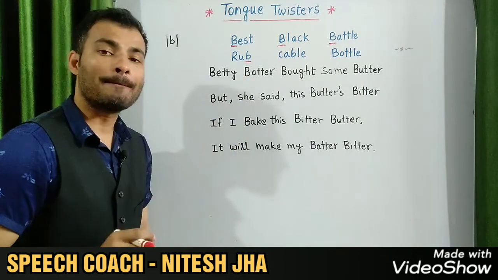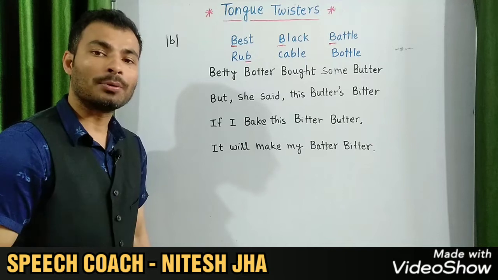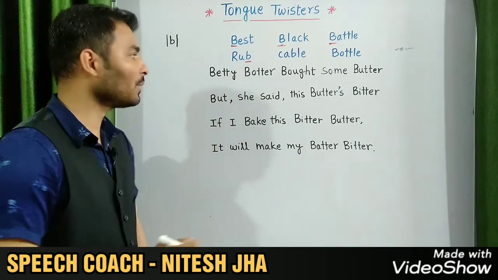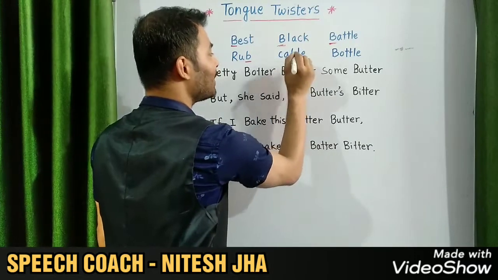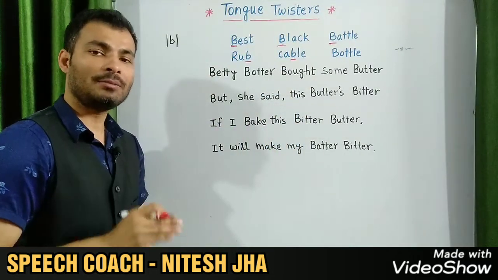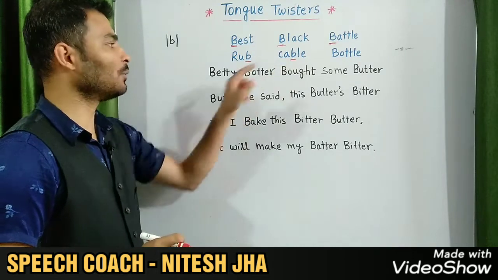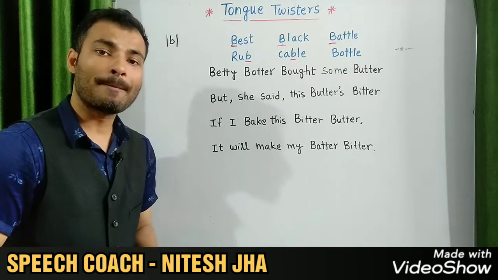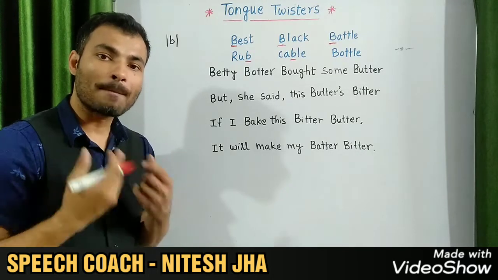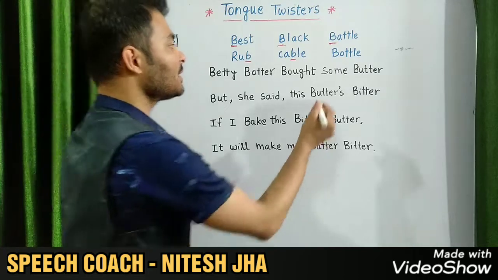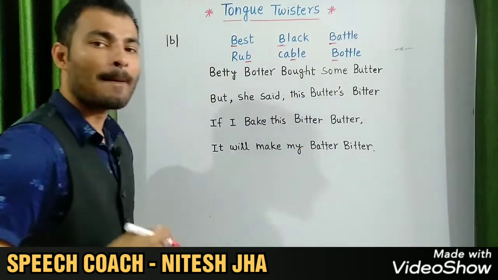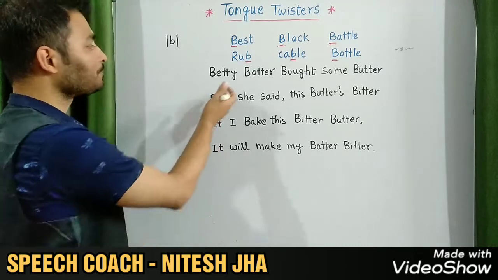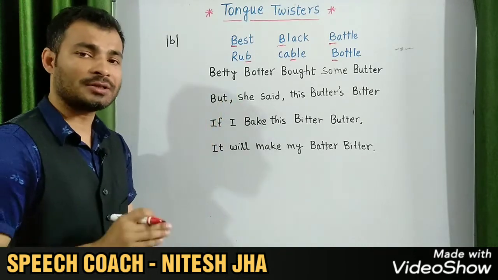Next is rub. B is in the end. So rub, right? Now the B sound is in between, right? So in the middle, how would you say? Cable, or maybe table, right? Table, right? So B, table. Next is bottle. How do you pronounce it? Bottle, right? So B sound. Now let's practice this tongue twister.